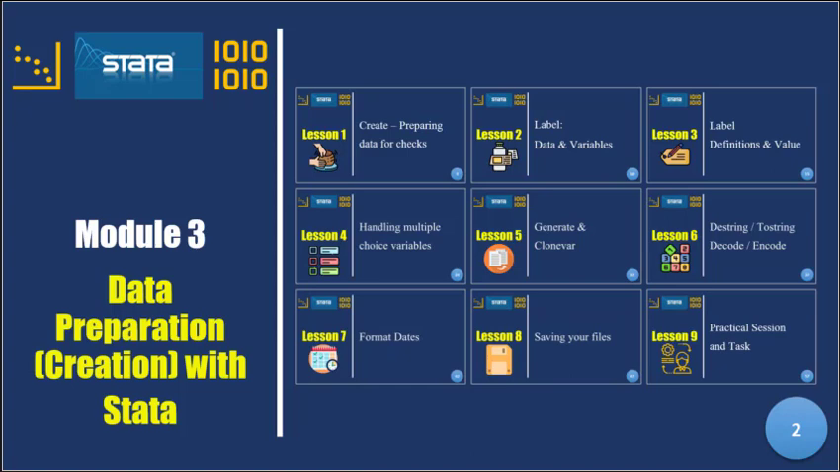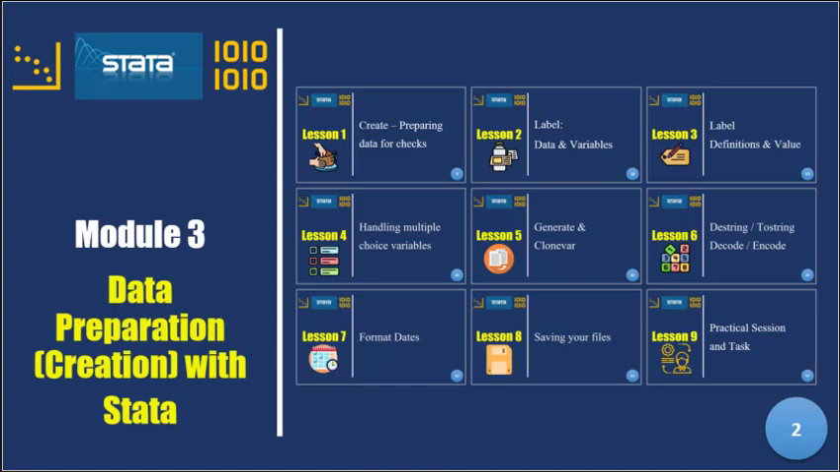Very interesting lesson. Don't miss it. And this is where many people really miss it. And building up from that, we will look at handling multiple choice variables. Very interesting. In lesson 5, we'll look at two major commands that help in data preparation or creation. One is called generate, the other one is called clonevar. We will try to see the differences between them.